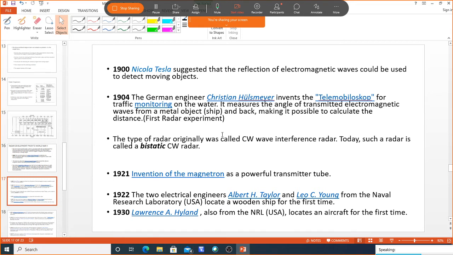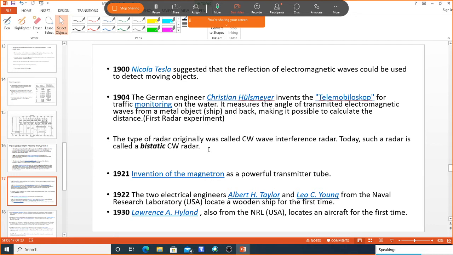Okay, so the type of radar originally developed used continuous wave interference signals. They used a separate transmitter as well as a separate receiver to design the radar, and that is called the bistatic continuous wave radar. Bistatic in the sense that a different transmitter and receiver are used, and because the continuous wave is used, it is called bistatic continuous wave radar.